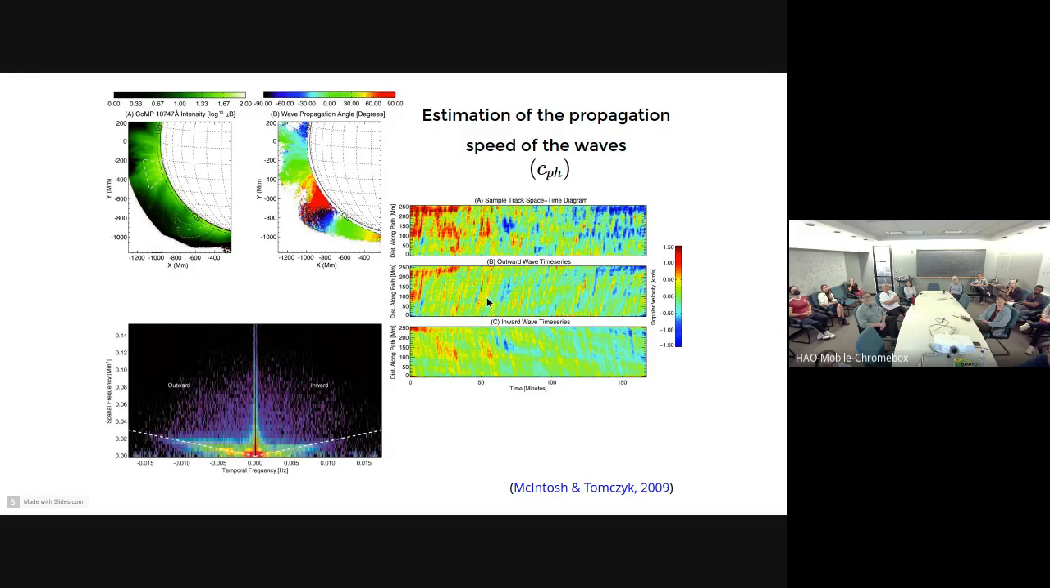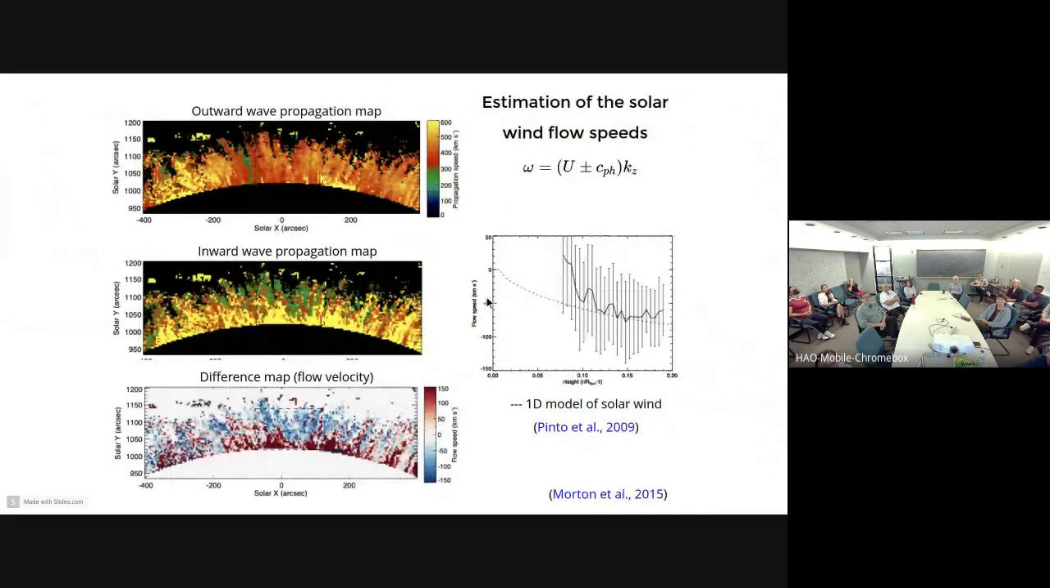Now, one application of this kind of technique is to estimate the flow speed. Using this particular relation, we generally saw that the velocities for the outward propagating waves are slightly higher than what we get for the inward propagating waves. That could possibly be due to additional flows that support the outward propagating waves and provide an additional thrust.